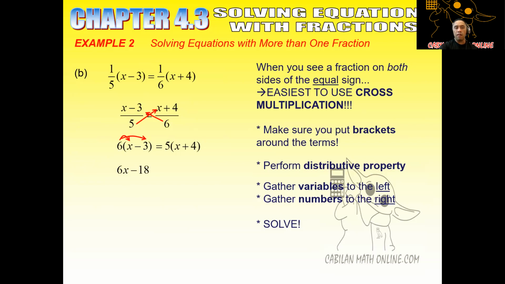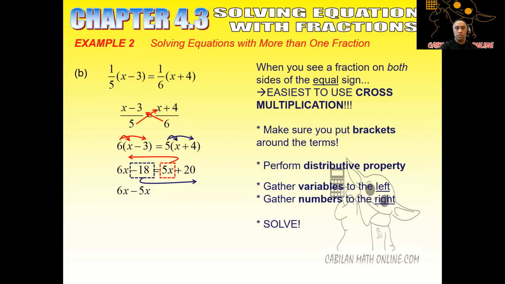And on the right side, we have 5 times x and 5 times 4, which gives me 5x plus 20. Now, the good thing about this one, if you take a look at the x's, we have x's on both sides of the equal sign as well as numbers. So again, we want the variables to the left, starting off with the 5x. So we're going to take the 5x, move to the other side, and subtract it from the 6x that's already there. In a similar fashion, we're now going to take the -18.